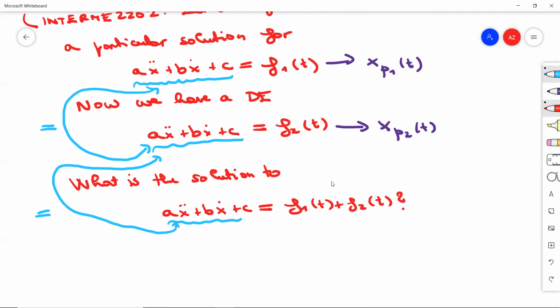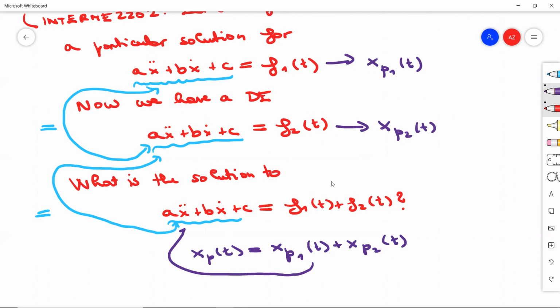So what kind of operator is differentiation? What is the property which ensures that this will be really true, that we claim that xp of t is just xp1 of t plus xp2 of t? It's easy to see. We just plug this right-hand side into our differential equation and see that we can separate xp1 and xp2, and from xp1 we get f1, and from xp2 we get f2.